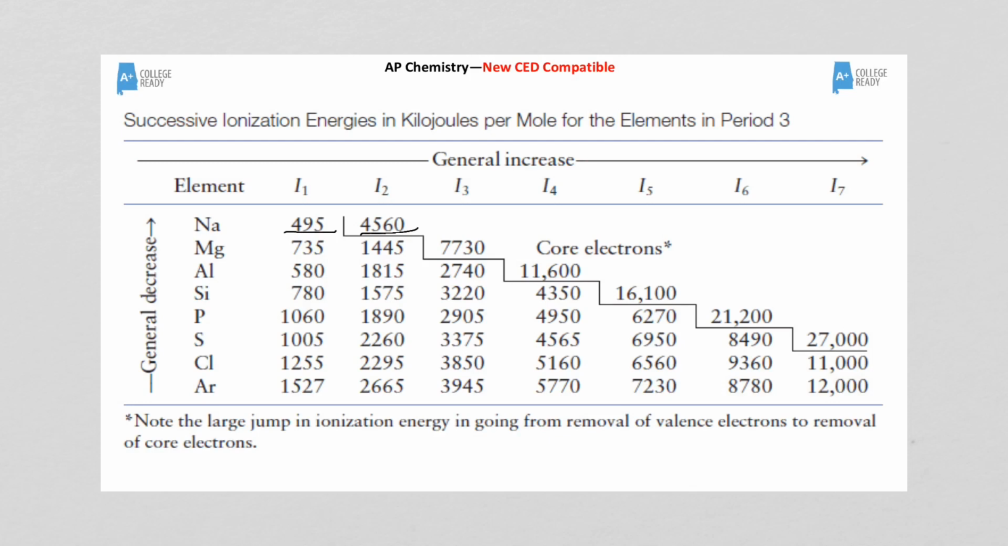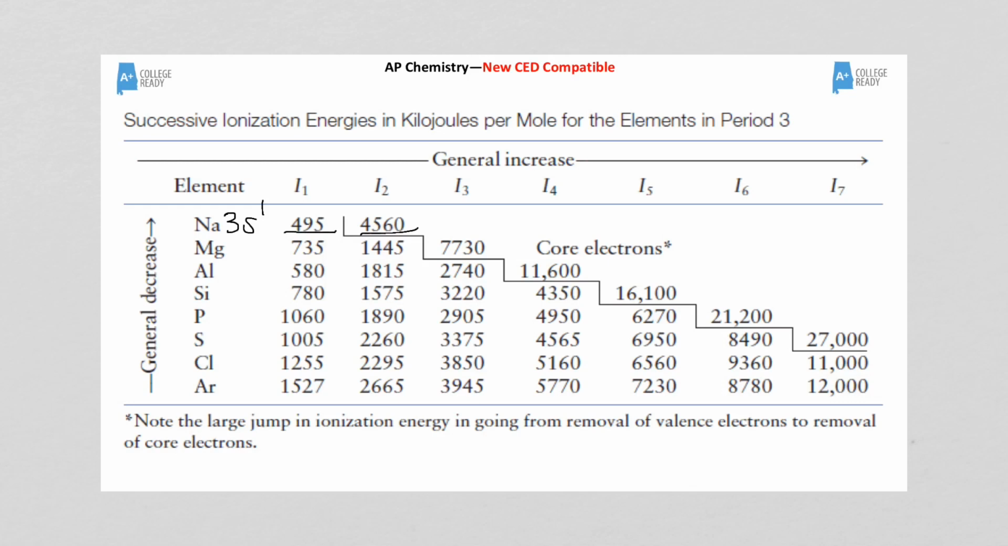Well, it depends on, and maybe you've already figured this out, think about valence electrons. Sodium has a valence electron, because notice sodium's a group 1 metal, its valence electron is 3s1. So that 495 is how much energy it takes to remove sodium's 1 valence electron.